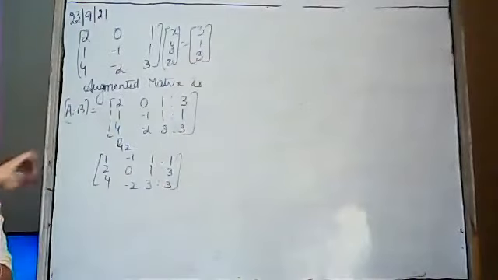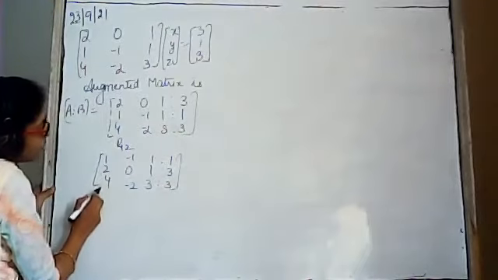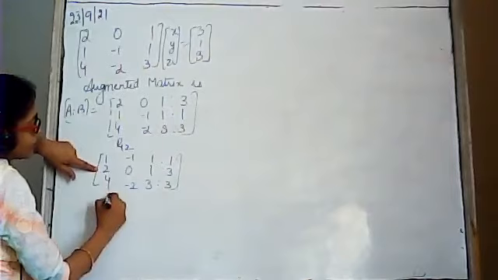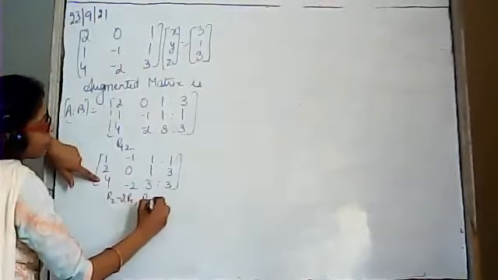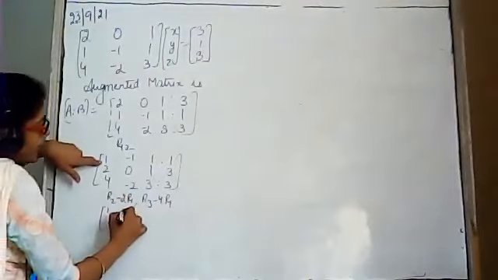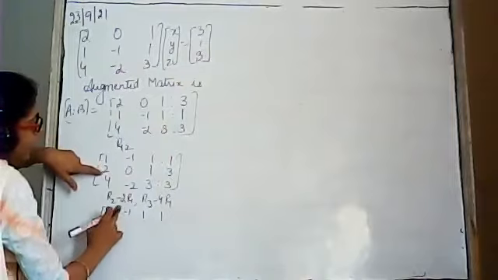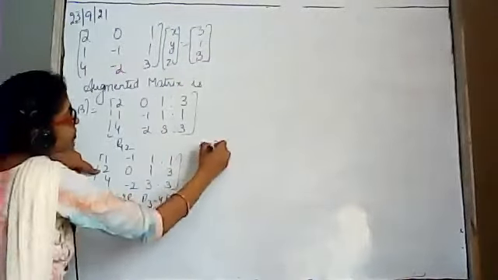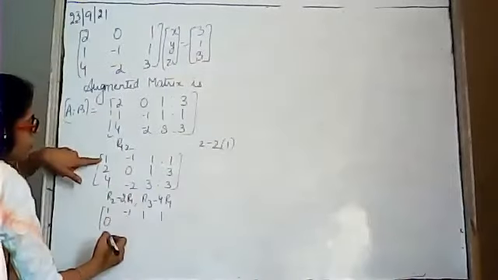Okay? After that, step number 1, you are to make these two elements 0 using row number 1. So to make this 0 means R2 minus 2R1. Similarly, R3 minus 4 times R1. First of all, first row will remain as it is, 1, minus 1, 1 and 1. After that, R2 minus 2 R1. The element of R2 is 2, minus 2 times R1, the element of R1 is 1. 2 minus 2 will be 0.